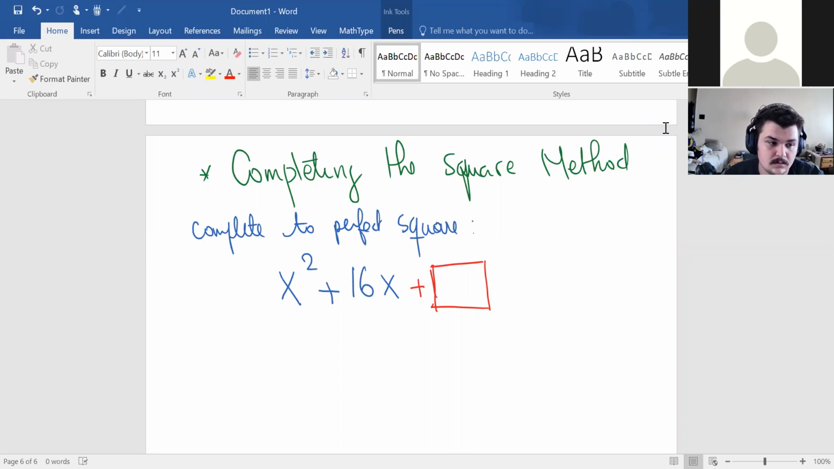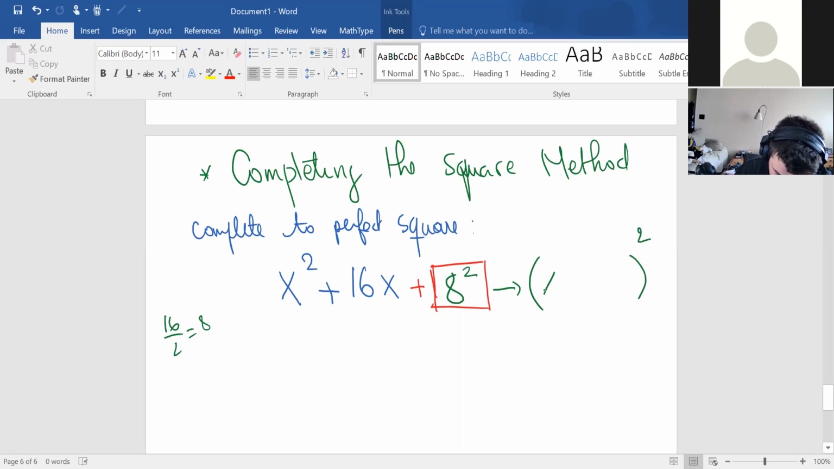But this only works if... what number do you see in front of x squared? What number is in front of x squared? 1. What we are about to write only works if the number in front of the x squared is 1, right? So here, the missing number is 8 squared, and the 8 comes from 16 over 2, which is 8, okay? So when we do that, what do we get? We get a perfect square, which is x plus 8, where 8 is half of 16.